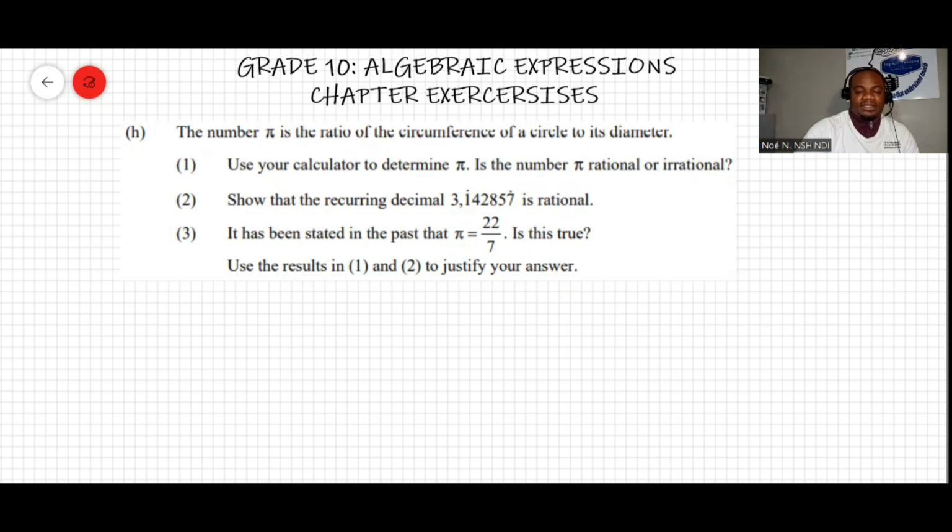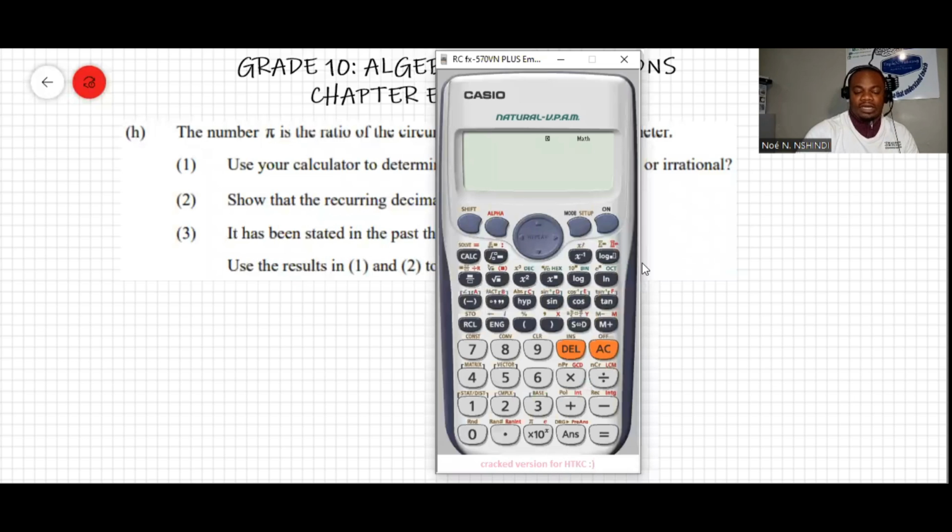To get that, I'm going to take my calculator. To get the value of pi in the calculator, press the Shift button, and then press the times 10 button over here. You see pi just on top of it, and then hit the equal button, and then press the S-D button. This will tell us what pi is.